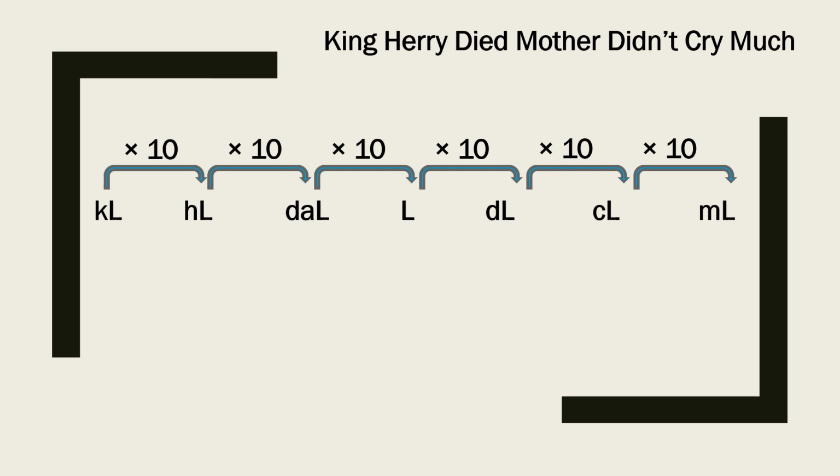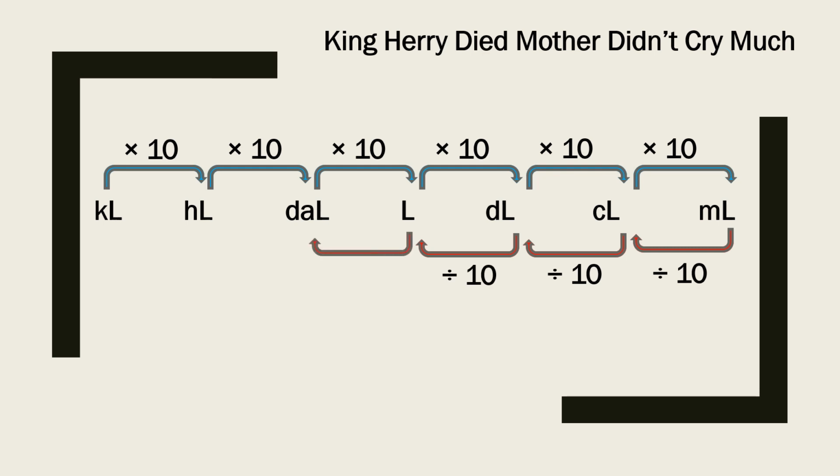And if you need to convert milliliter to centiliter, what you need to do? You need to divide by 10. Centiliter to deciliter, divide by 10. Deciliter to liter, you need to divide by 10. Liter to decaliter, you need to divide by 10. Decaliter to hectoliter, you need to divide by 10. And hectoliter to kiloliter, you need to divide by 10.